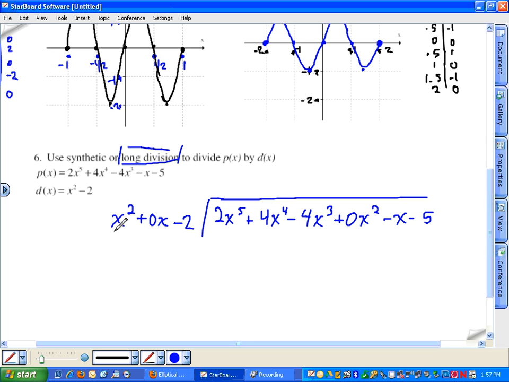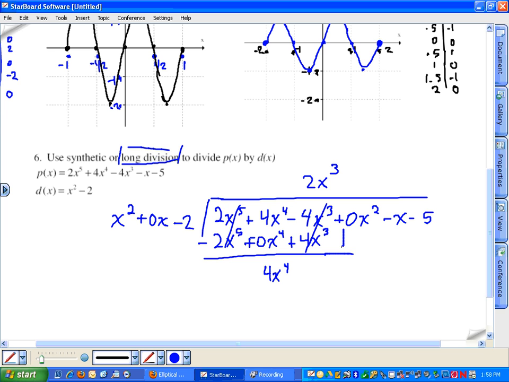In long division, you're focusing on leading terms going into leading terms here. So x squared into 2x to the 5th can go 2x to the 3rd times. So 2x to the 3rd multiplied throughout the divisor is going to be 2x to the 5th plus 0x to the 4th minus 4x to the 3rd. Draw your line, change the signs. Leading term there cancels, which is what is supposed to happen. 4x to the 4th plus 0x to the 4th is 4x to the 4th. These terms also cancel. Now let's drop down.